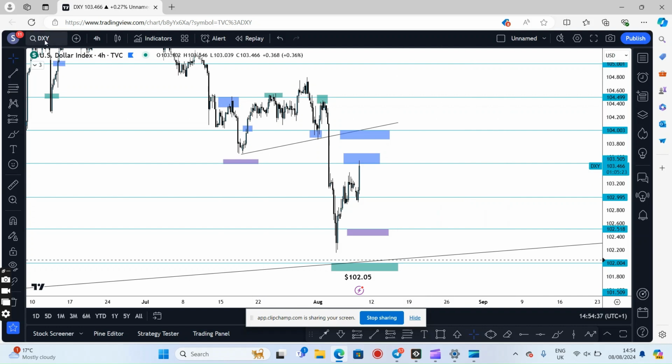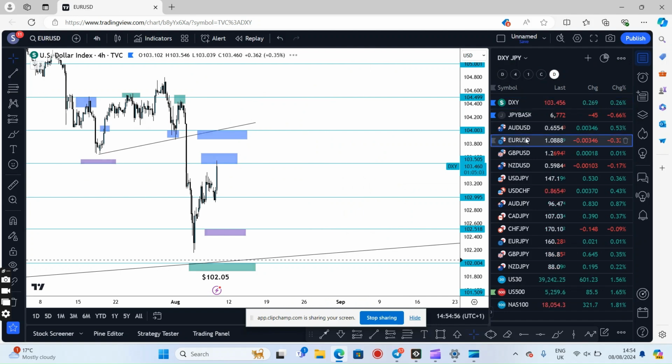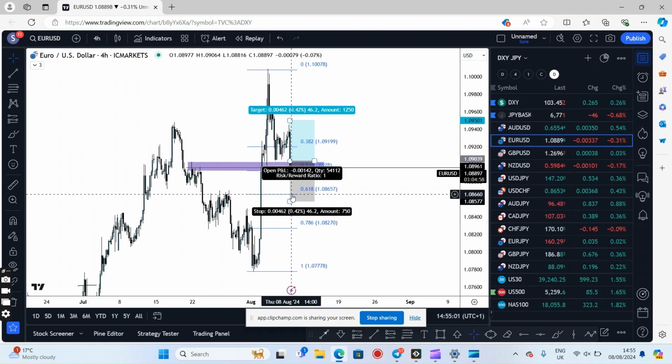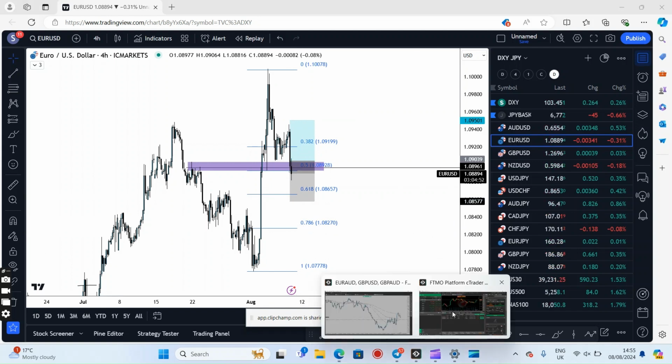So you can see here, this is the DXY. I had this area as a zone of weakness for the dollar. We had initial jobless claims come out positive today, and you can see that the dollar has pushed up from the 103 area up now to the 103.5. Once this area was hit, I've actually gone on to a couple of pairs, the first one being Euro US dollar. So what I'm quickly going to do is just show you my exact entries on my FTMO.